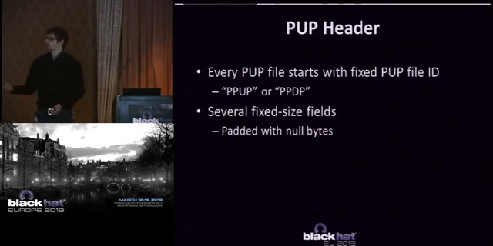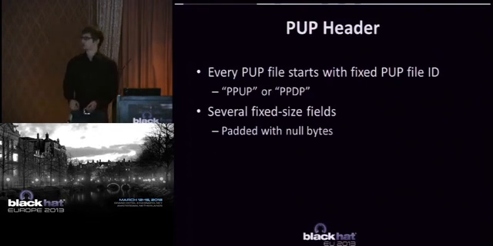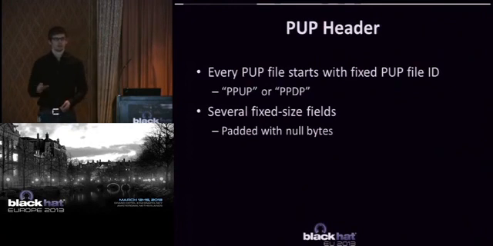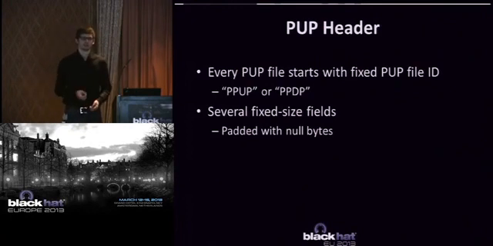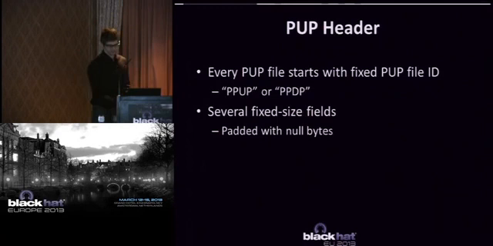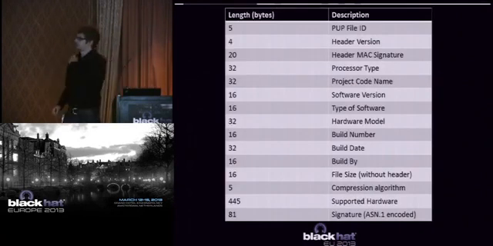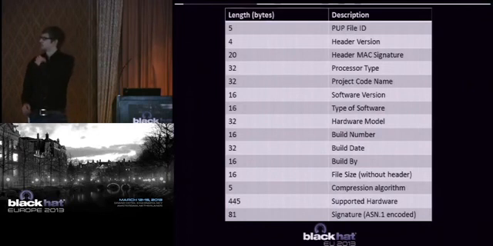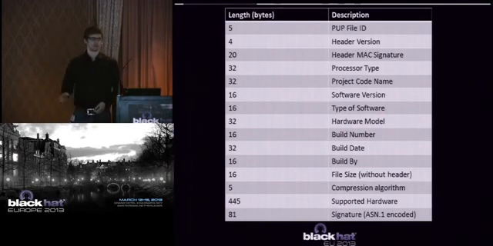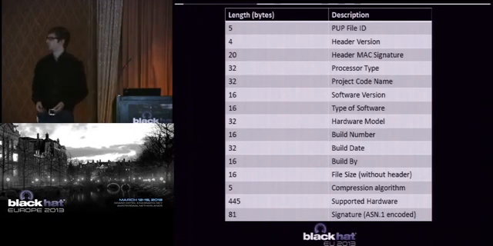So we reverse engineered that binary to find out the exact format of the header. It turns out the first few bytes are really a signature for the file, which can be either PPUP or PPDP. The remaining header consists of several fixed size fields, which are padded with null bytes. This is the complete structure which we figured out. It contains several interesting fields, like some information about hardware, which specifies where the update can actually be installed.